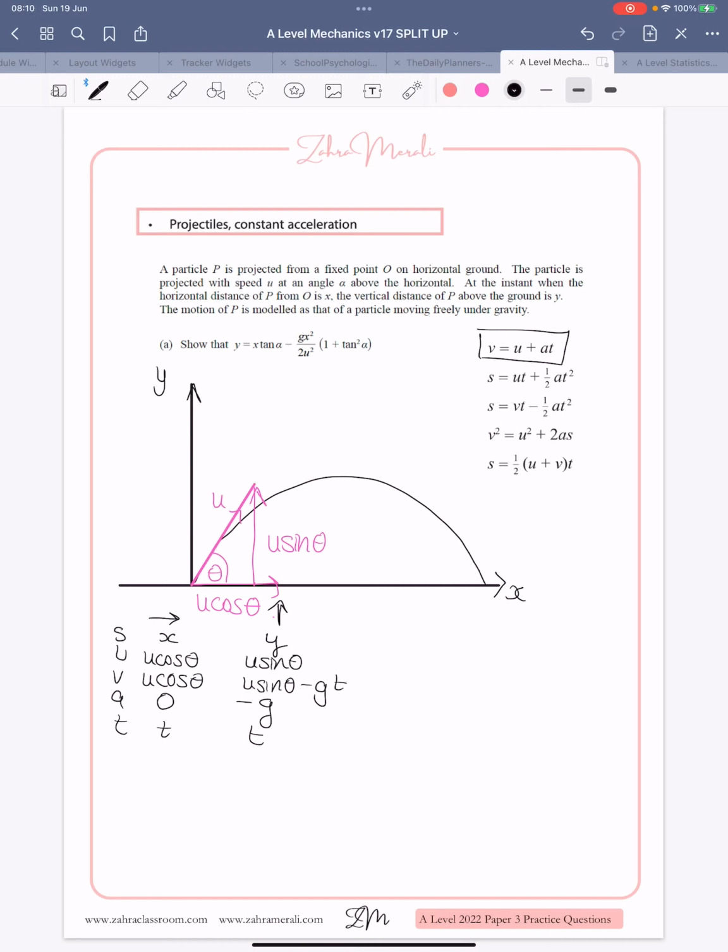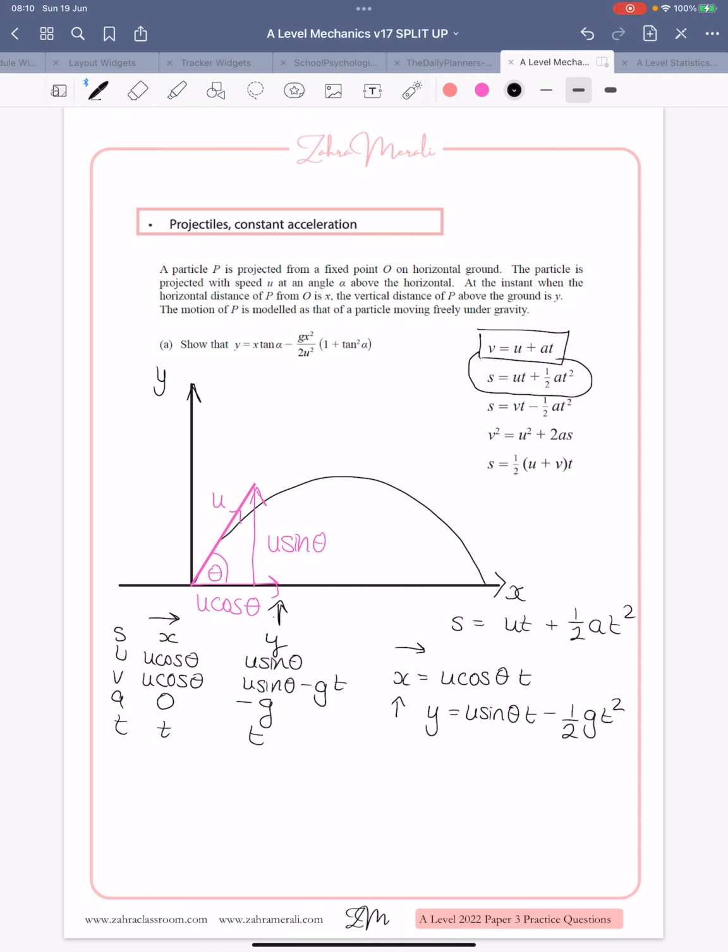So now what we're going to do is find an expression for x and an expression for y. This is the dreaded parametrics. They come up as parametrics, which we're then going to put together. So we're going to look at s equals ut plus a half at squared. So let's think of everything horizontally. We're going to have x equals u cos theta t. Now obviously a is 0, so the second half of that disappears. Vertically, we're going to get y equals u sine theta t minus a half gt squared.